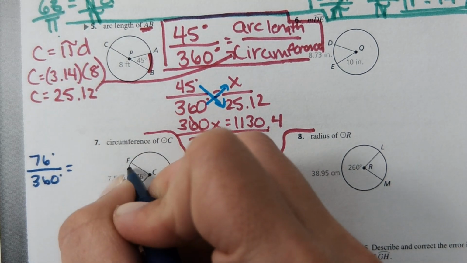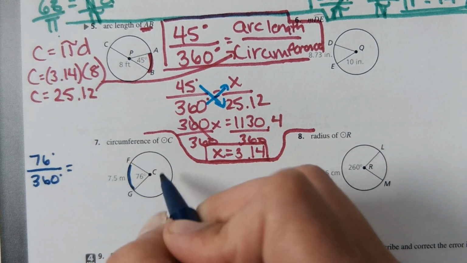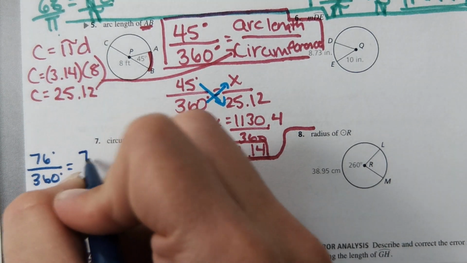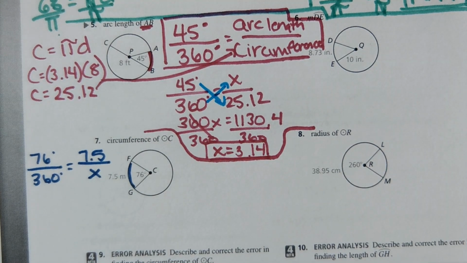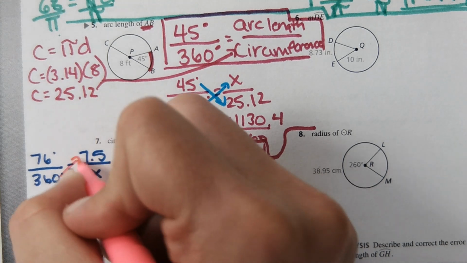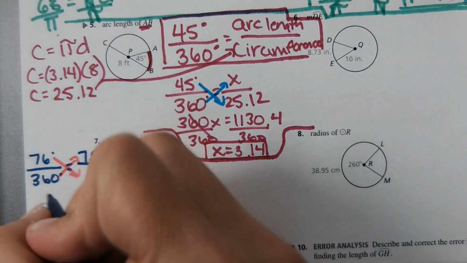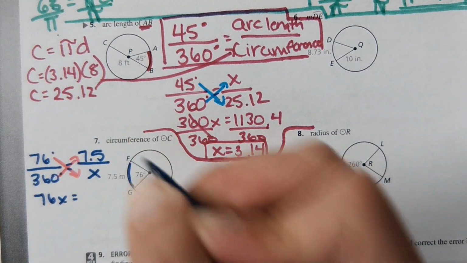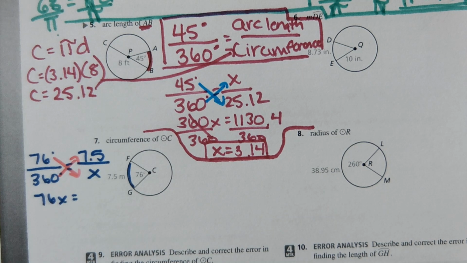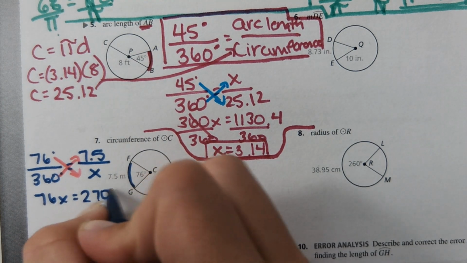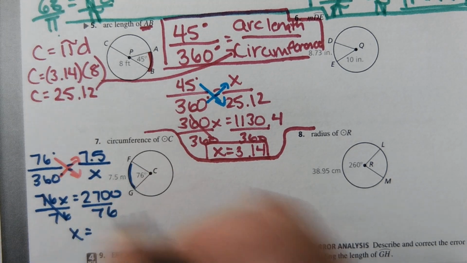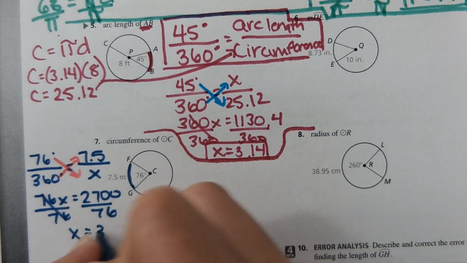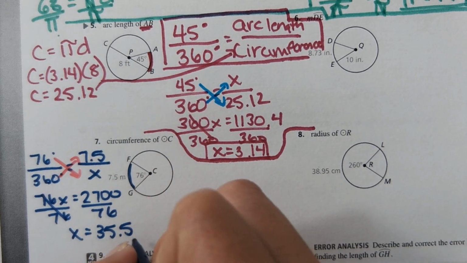equals arc length. This time they gave us arc length and we're trying to find circumference. So the arc length is 7.5 and then we're finding circumference. So that's x. And then cross multiply. 76x equals 360 times 7.5 is 2700 divided by 76, and x equals 35.5 meters.